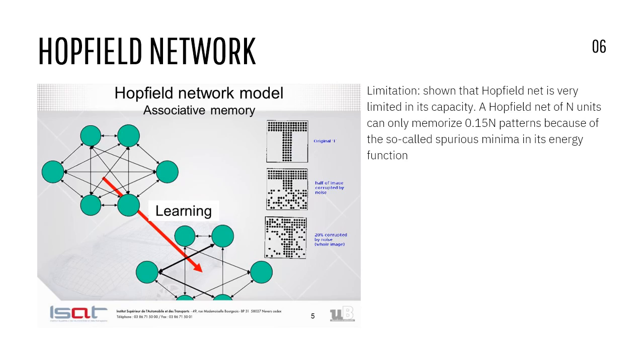Unfortunately, Hopfield net is very limited in its capacity. A Hopfield net of n units can only memorize 0.15 n patterns because of the so-called spurious minima in its energy function. The spurious minima is the idea that since the energy function is continuous in the space of its weights, if two local minima are too close, they might fall into each other to create a single local minima which doesn't correspond to any training sample, while forgetting about the two samples it is supposed to memorize. This phenomenon significantly limits the number of samples that Hopfield can learn.